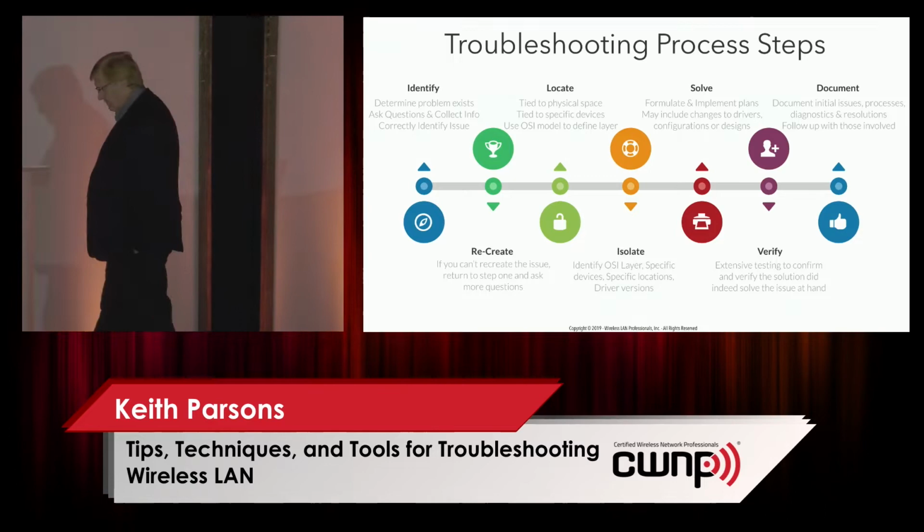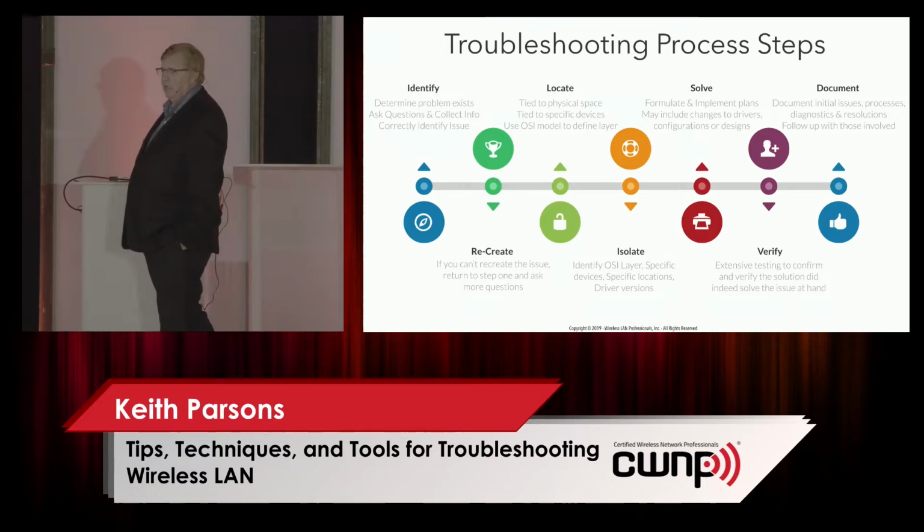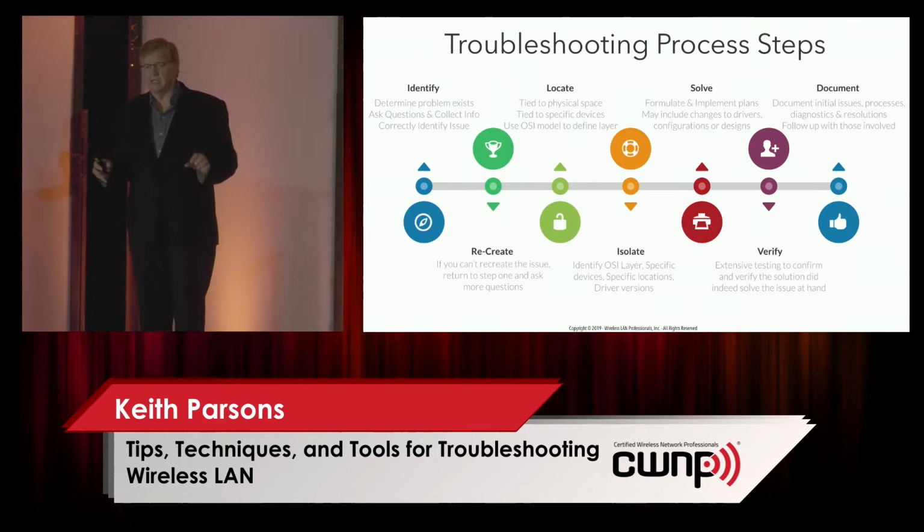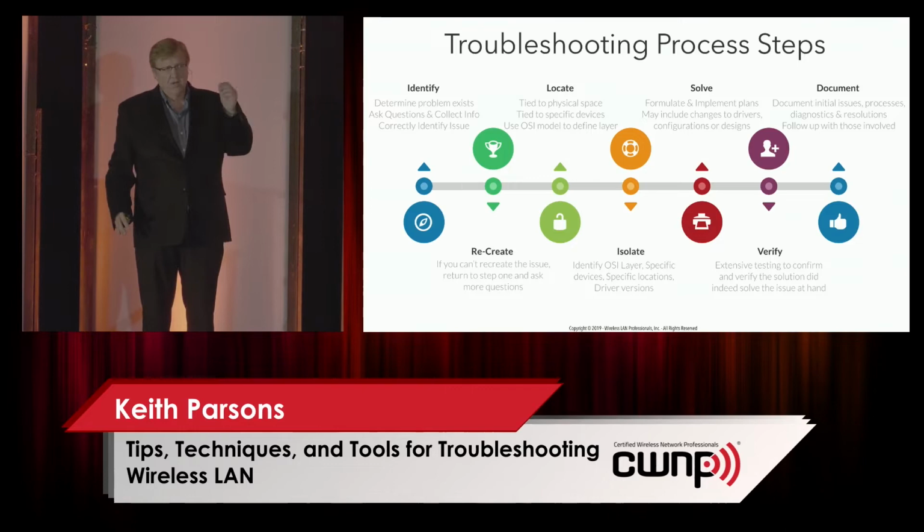Tom Carpenter here. Tom wrote a CWAP book a couple years ago. It had a whole bunch of troubleshooting, had nice little charts like this. The troubleshooting process steps, you start out with identify, then you go to here and here. And there were tests that said, oh, you should know these in the right order so you can somehow be a good troubleshooter because you know the order of steps.